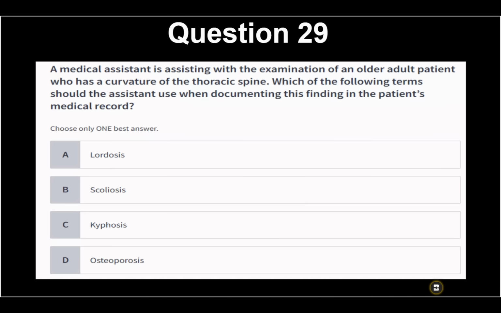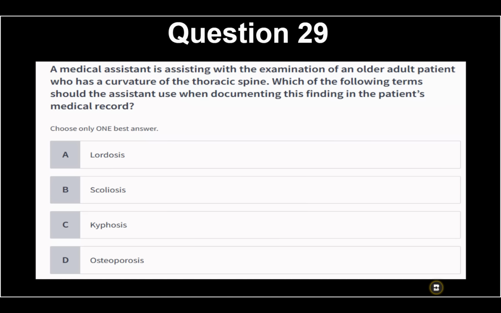Now, kyphosis is a forward curvature of the thoracic spine commonly seen in older adults. This is often due to conditions like osteoporosis. Lordosis refers to an exaggerated inward curvature of the lumbar spine. Scoliosis describes a lateral curvature of the spine. With patients that have scoliosis, you'll see that their spine makes the curvature of a C or even an S. And then osteoporosis is a condition that's caused by the loss of bone density, but this is not specific to spinal curvatures.